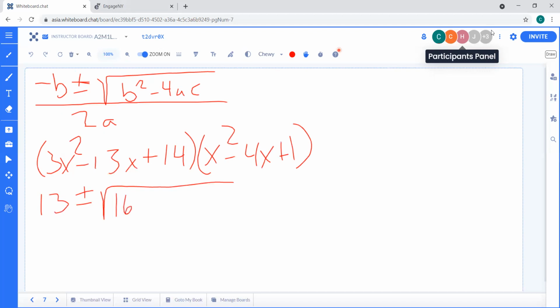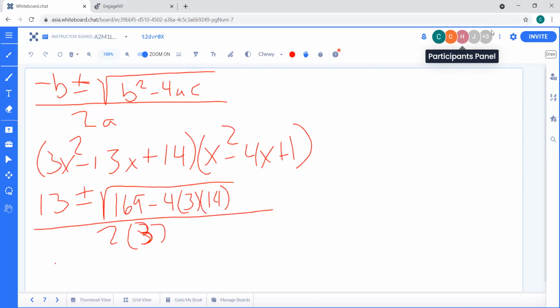13 squared is 169 minus 4 times 3 times 14. Wow, okay. I'm gonna have to probably get my calculator out for this. Let's see here, 4 times 3 times 14, 168. And that works out great. We love that. Okay, so let's do it. I forgot my denominator here.